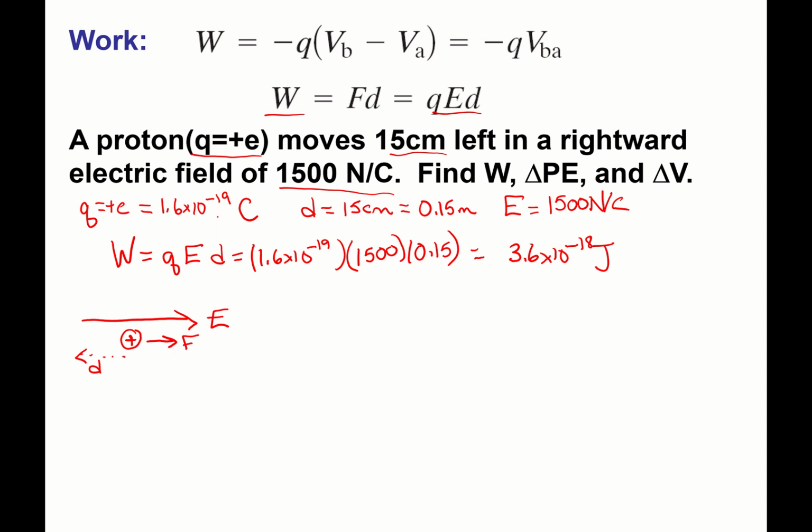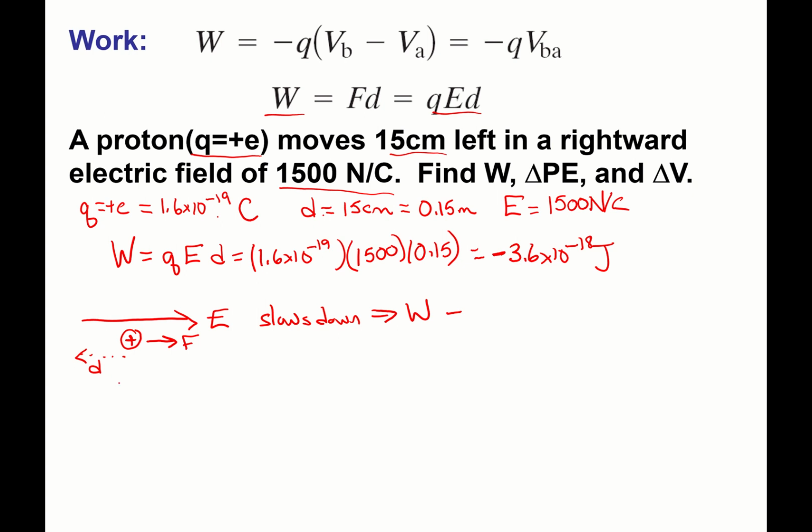in the opposite direction. The field's to the right, I'm moving it to the left. So I'm making this thing go in the direction it doesn't want to go. And if I'm making it go in the direction it doesn't want to go, it's going to slow down. So if it slows down, that means that the work is negative. So I'm going to put a minus sign in front of the work.